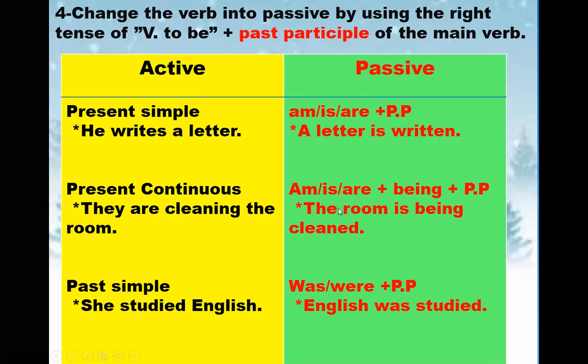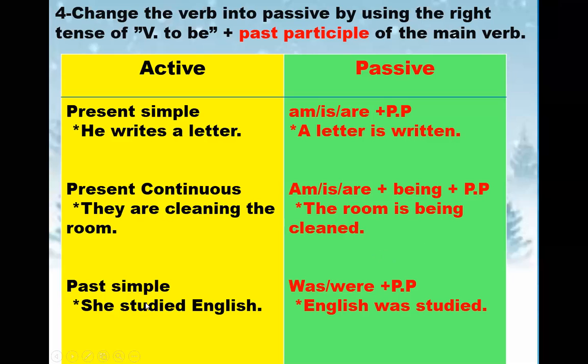In the present continuous: They are cleaning the room. How can we change it into passive? We will write am or is or are, and what about the "ing"? We will put it in "being". So am or is or are plus being plus the past participle. The active sentence is "They are cleaning the room." What is the passive form of this sentence? The room is being cleaned.